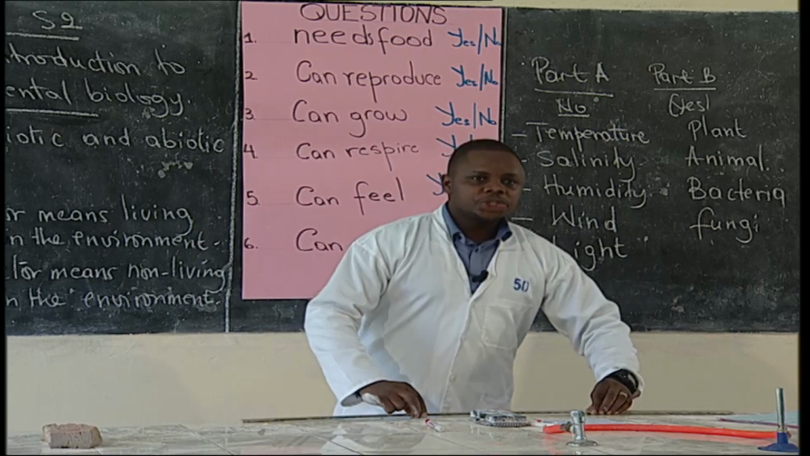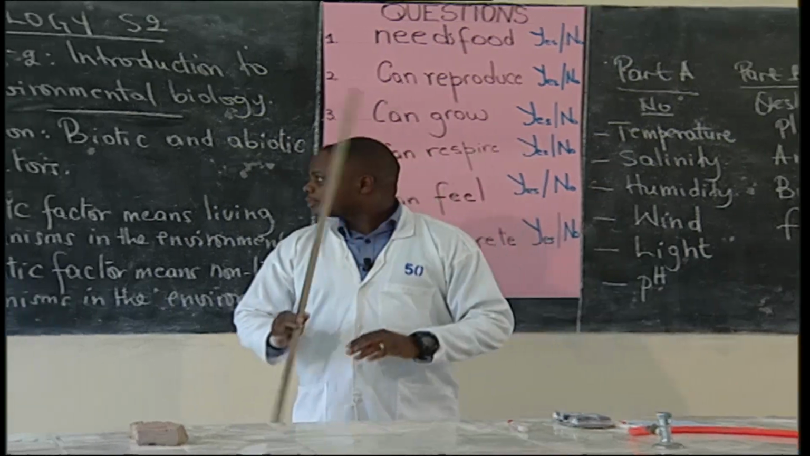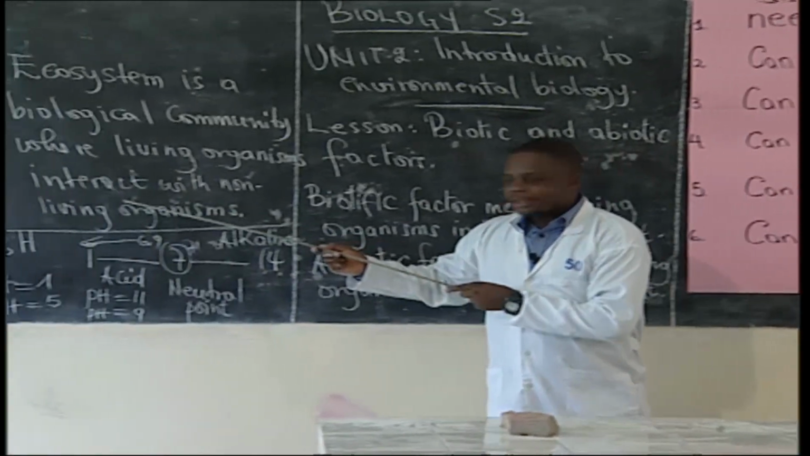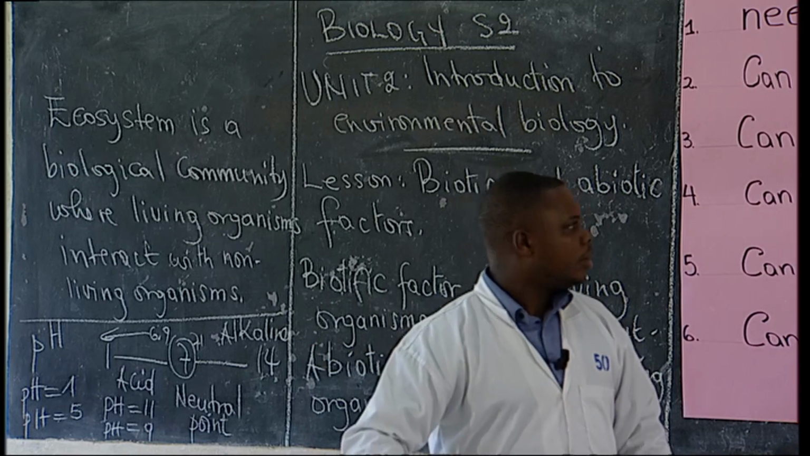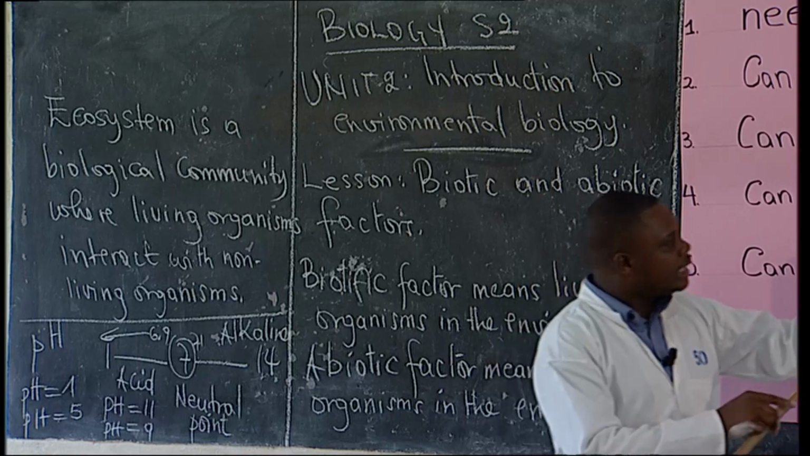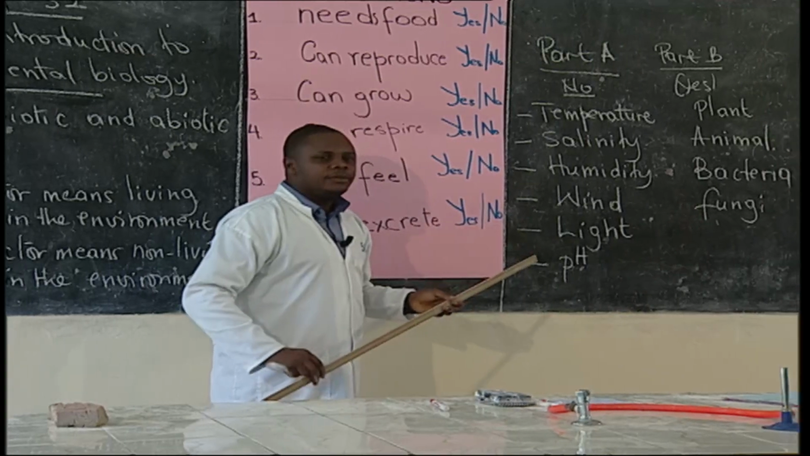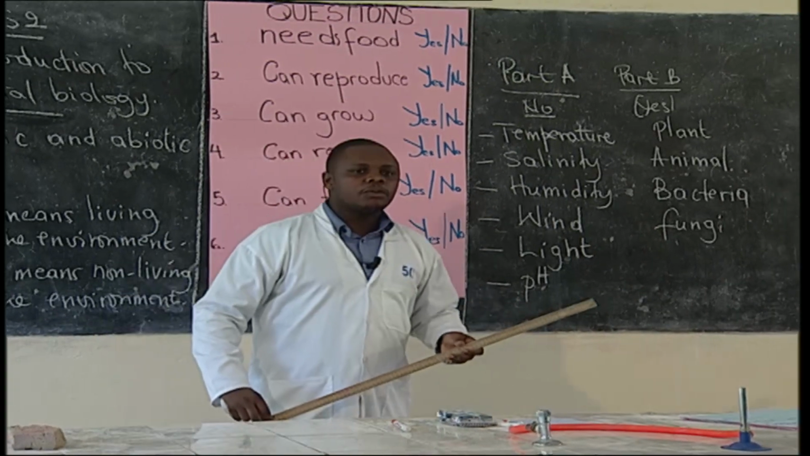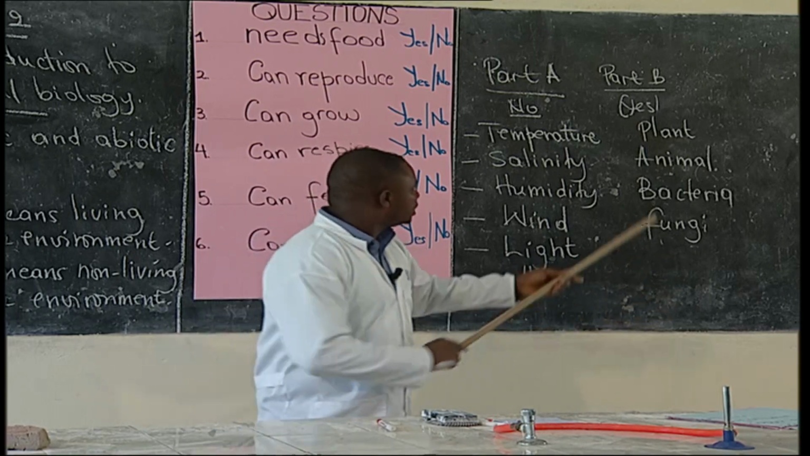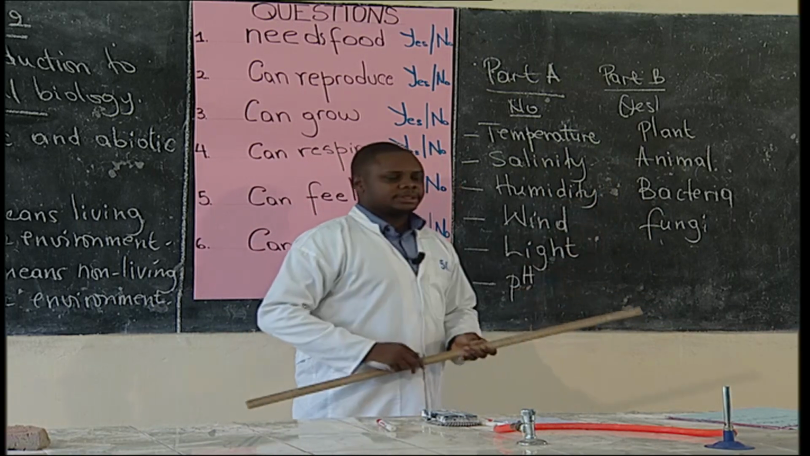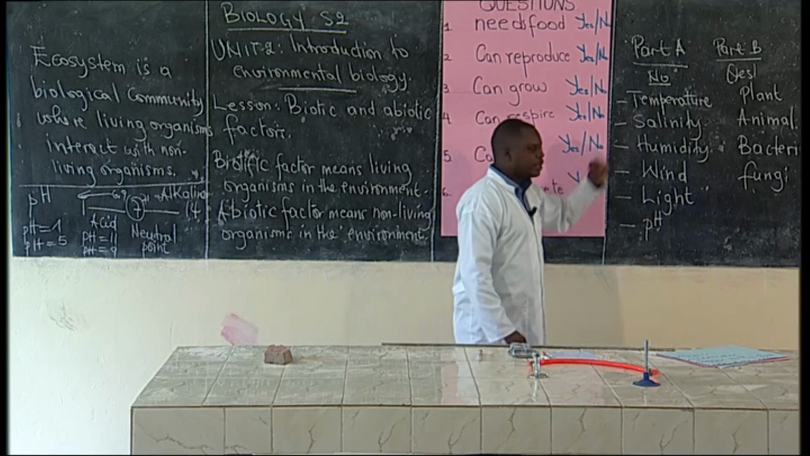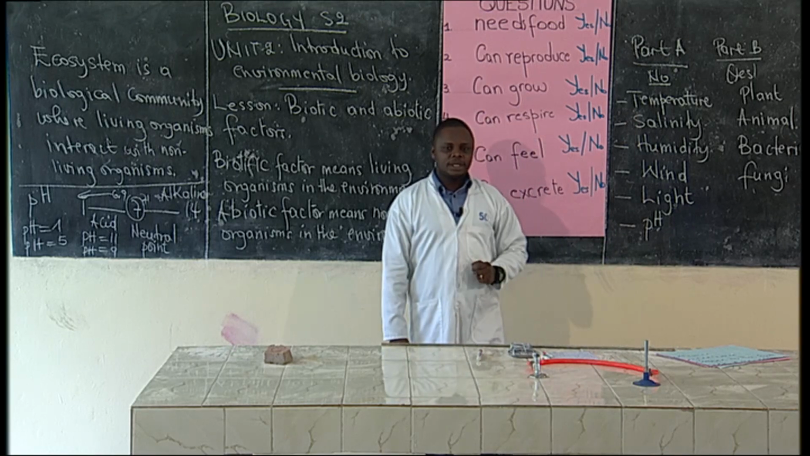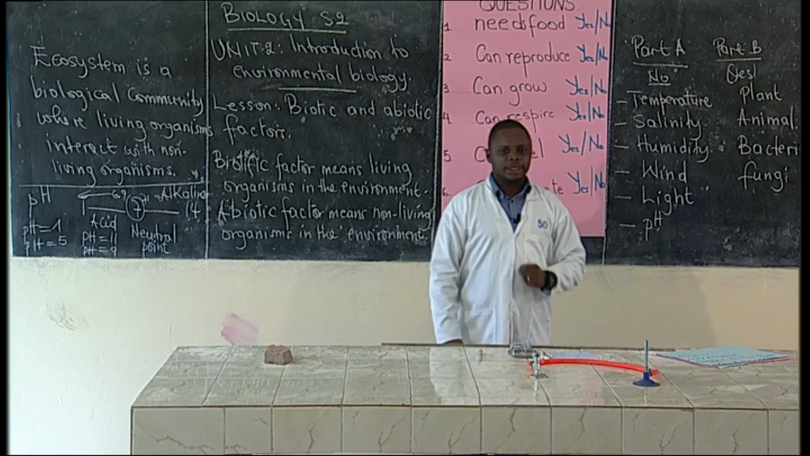The interaction we talked about is very important. How? We are going to see how these non-living materials or factors are very important to living organisms. Take an example. Let us talk about temperature. It is non-living, but very important to organisms. How?